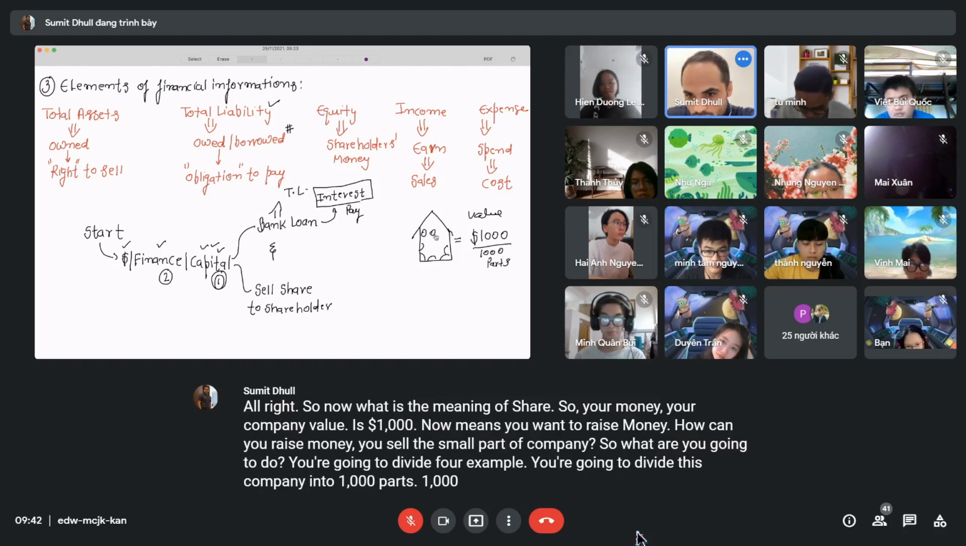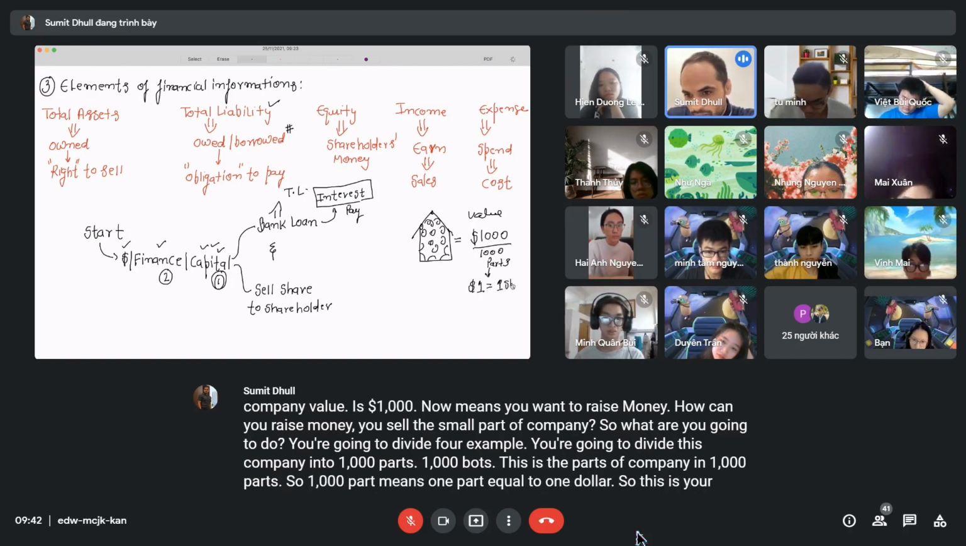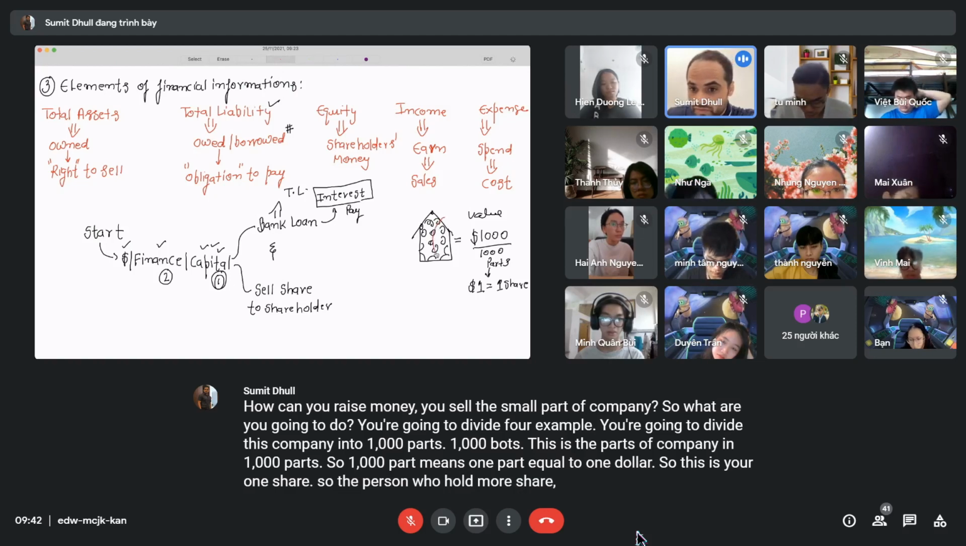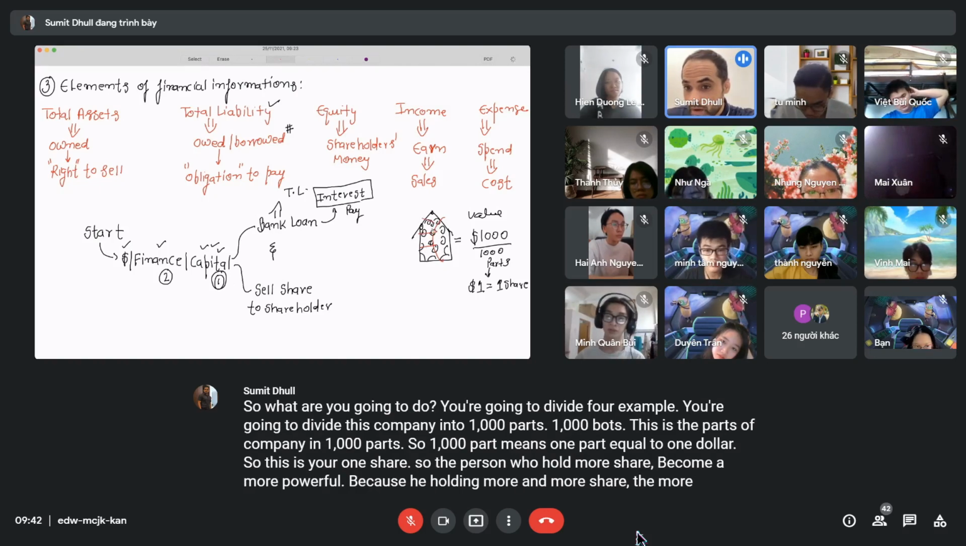1,000 parts. This is the parts of company in 1,000 parts. So 1,000 part means one part equal to $1. So this is your one share. The person who holds more share becomes more powerful, because he is holding more and more share. The more share you hold, the more powerful you are.